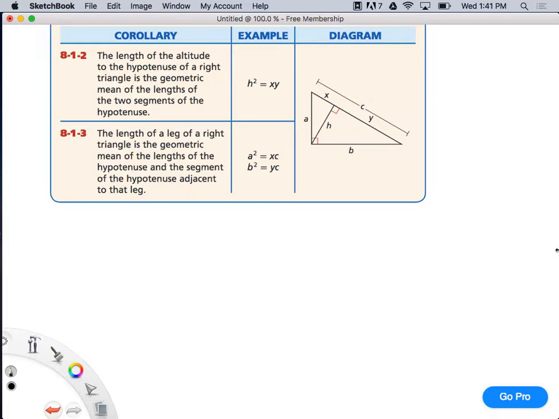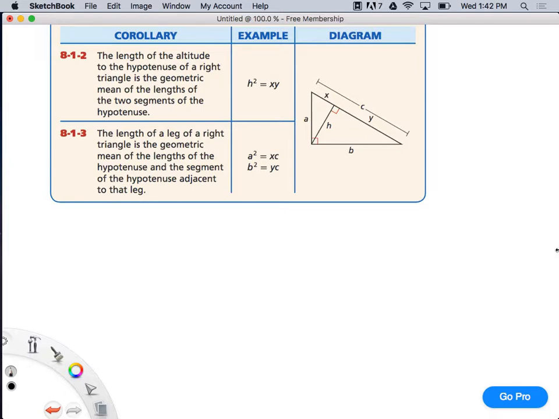So what's x in this picture that we drew? 4. X is 4. And what's c? 20. C is this whole distance. C is 20. You guys following me? C is 20. So a is the square root of 4 times 20, which is just the square root of 80.